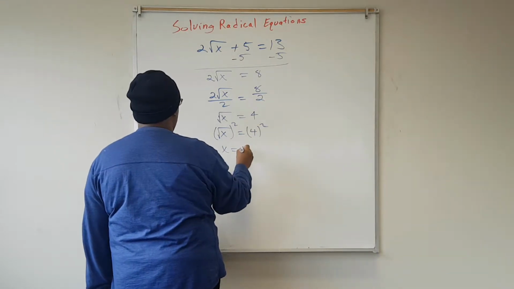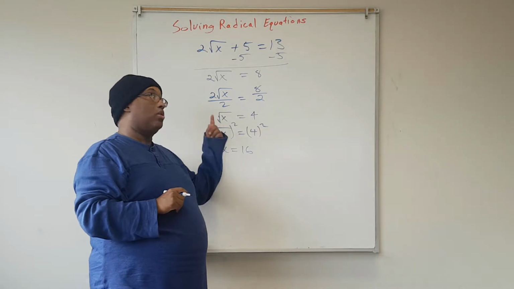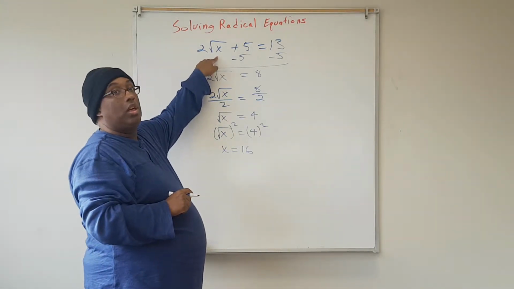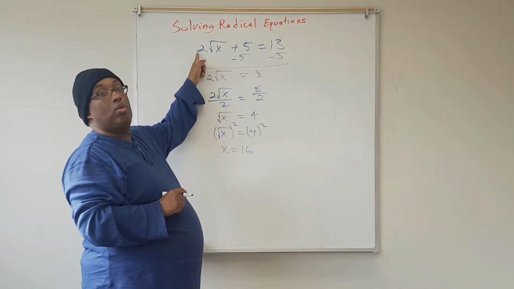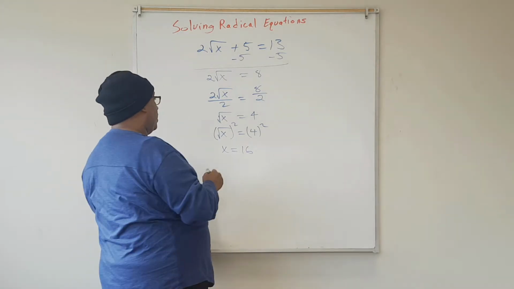Four squared is 16. Now again, like I said last time, before you box your answer, you should check it. If I go back to the original, square root of 16, that's going to be 4. 4 times 2, that's going to be 8. 8 plus 5, that is 13. So this is a valid answer.